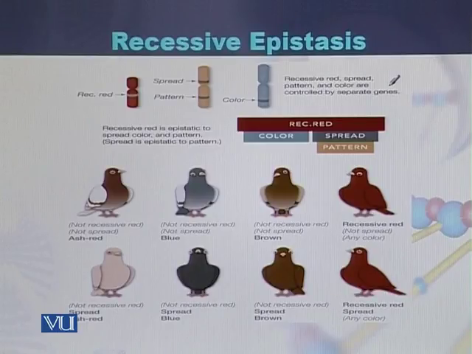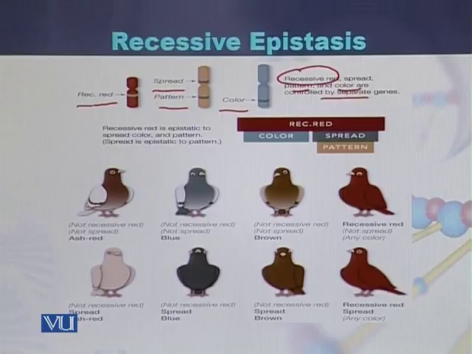In this case, there are 4 different genes. Gene 1, that is recessive red, is present on one of the chromosomes, while 2 other genes, which are responsible for the spread and the pattern in the pigeons, are present on one chromosome, but there is a third gene which is responsible for the color in the pigeons. Here we can see that the gene for the recessive color, the gene for spread pattern and the gene for color are controlled by separate genes. So it means there are 4 different genes. One gene controls the recessive red color, the second gene controls the spread, the third gene controls the pattern, while the fourth gene controls the color. These 4 genes are present on different chromosomes.